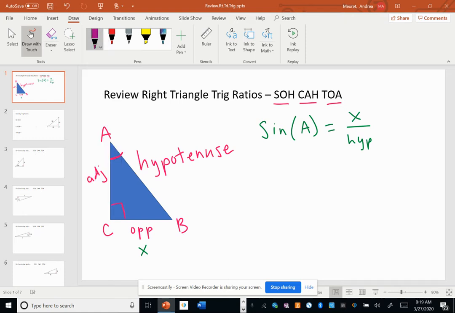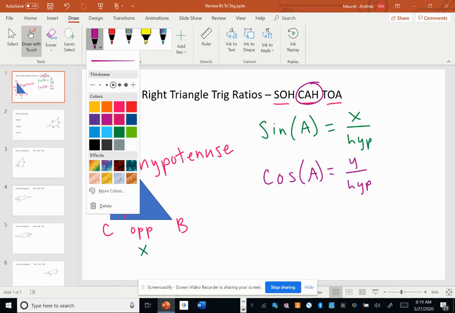The cosine of angle A, so cosine is equal to adjacent over hypotenuse. Let's call the adjacent leg Y. And so the cosine of A is equal to Y over the hypotenuse.